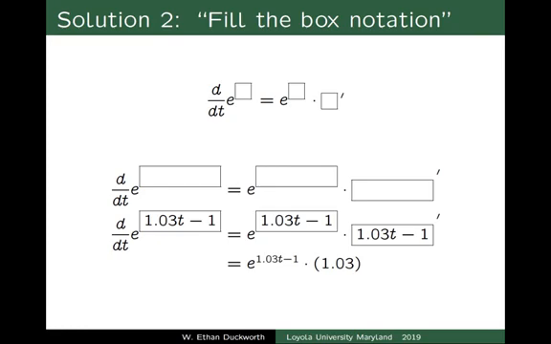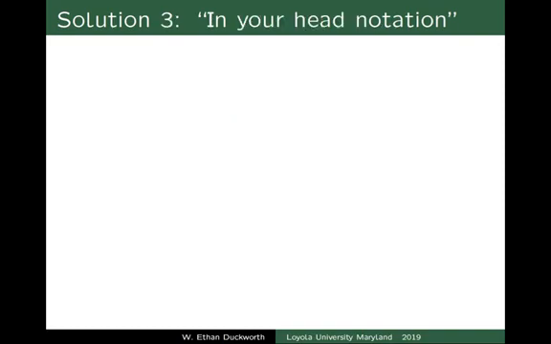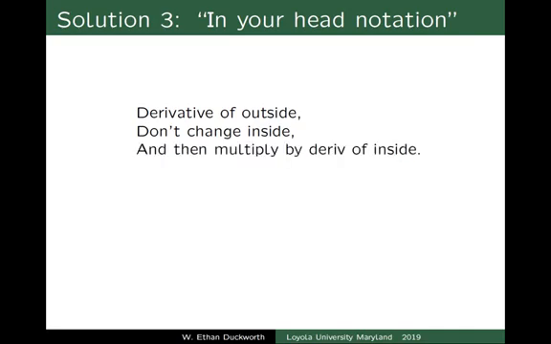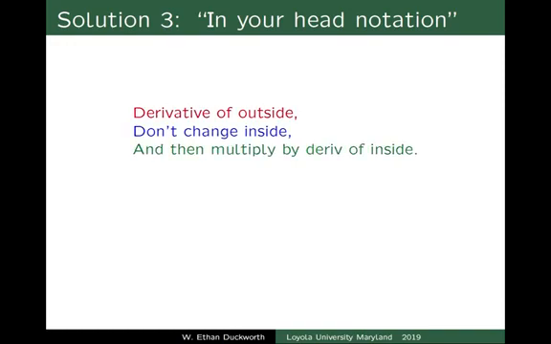Okay, so now I'm going to do it one more time using what I call in your head notation. And what I mean by that is instead of writing a Z or a box, I will just have certain words that I use either in my head or in this case out loud to remind you which part of the formula we're looking at which time. And in that case, what we should do is we should take the derivative of the outside, we should not change the inside, and then we should multiply by the derivative of the inside. And I will color code these in red, blue, and green so that I can also show you when we're looking at the formula why I'm doing a certain thing to each part.